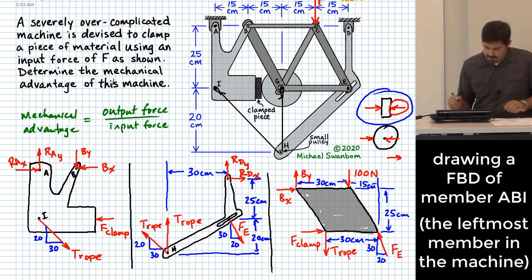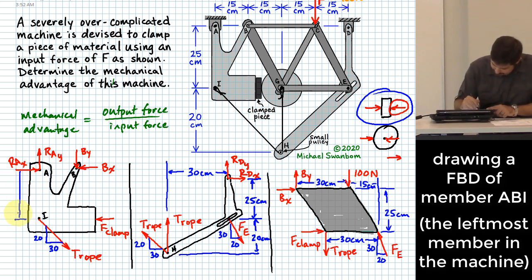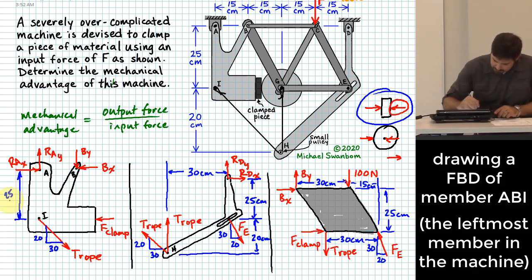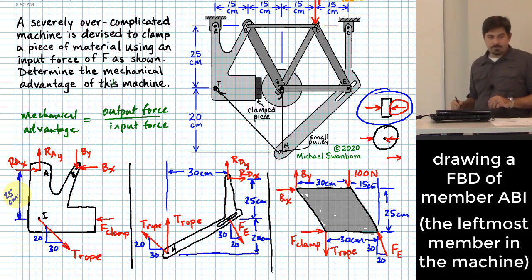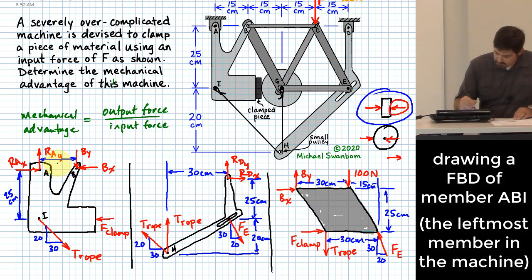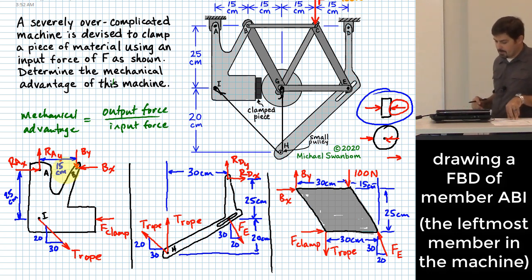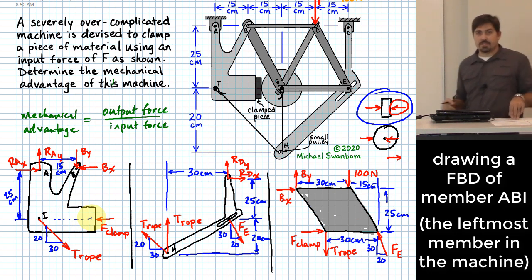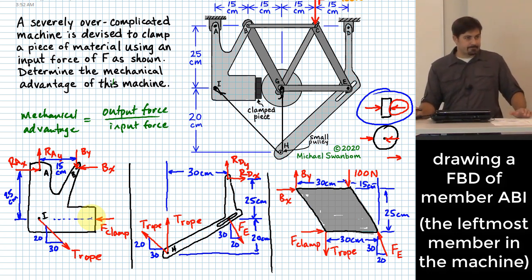Some distances, all right? So let's do one right here. What's this distance? Okay, 25 centimeters. What other distances do we need? I probably want to know what this distance is right here between A and B. So what is that distance? 15 centimeters. Okay, and let me just emphasize here that I is along the same line as F clamp, so I get both of those distances with that one indicator there.